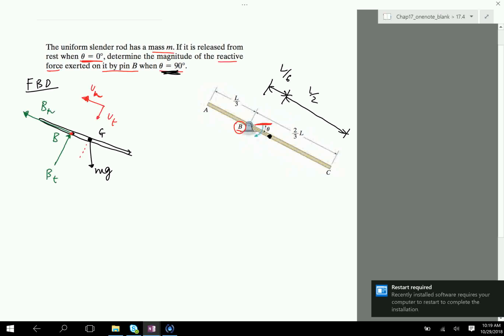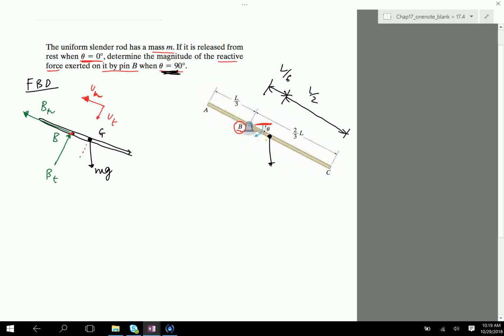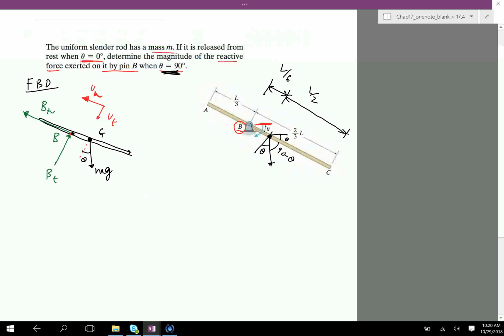I can also see that if this is mg, this is the vertical direction, then this angle is going to be theta. Because this is theta, this will be 90 minus theta. So I can draw this as theta. Okay, I'm all set to write the equations of motion.